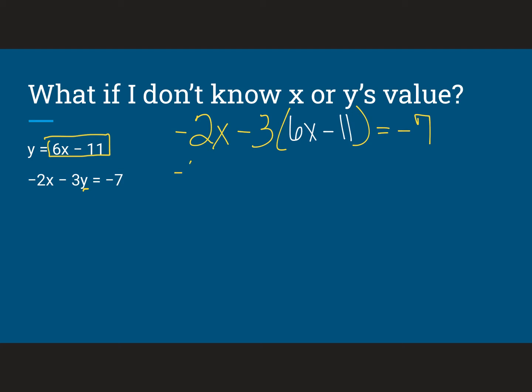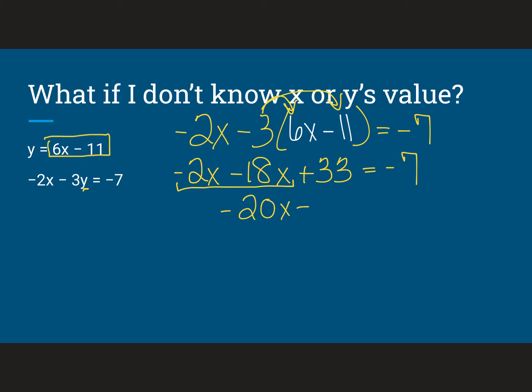So I have negative 2x. And then we do negative 3 times 6x gives me negative 18x. Negative 3 times negative 11 gives me a positive 33, equals negative 7. I'm going to combine my like terms. In this case, I can combine my negative 2x and my negative 18x to give me negative 20x plus 33 equals negative 7. Now we are simply going to subtract our 33 from both sides.